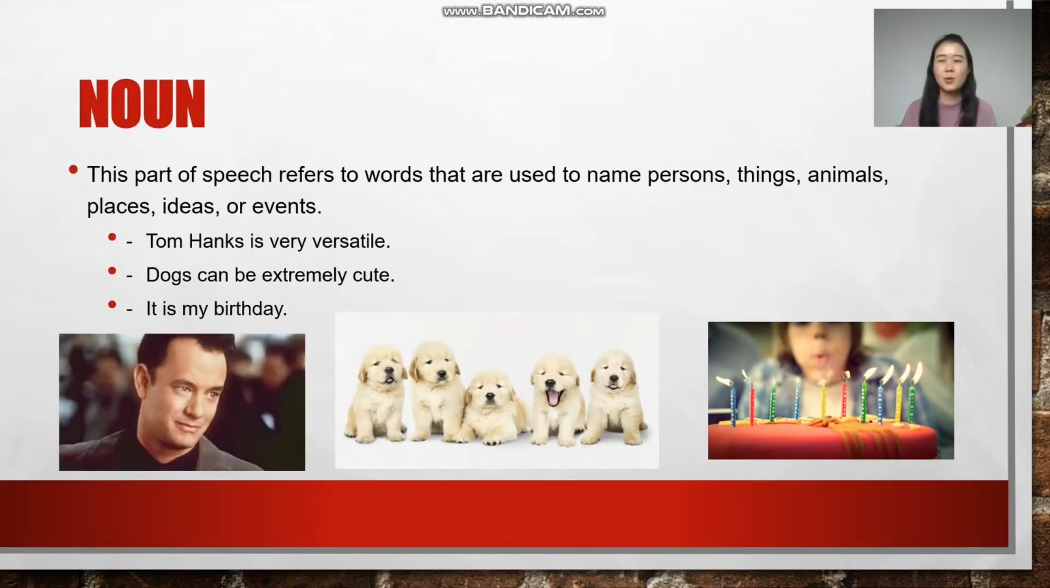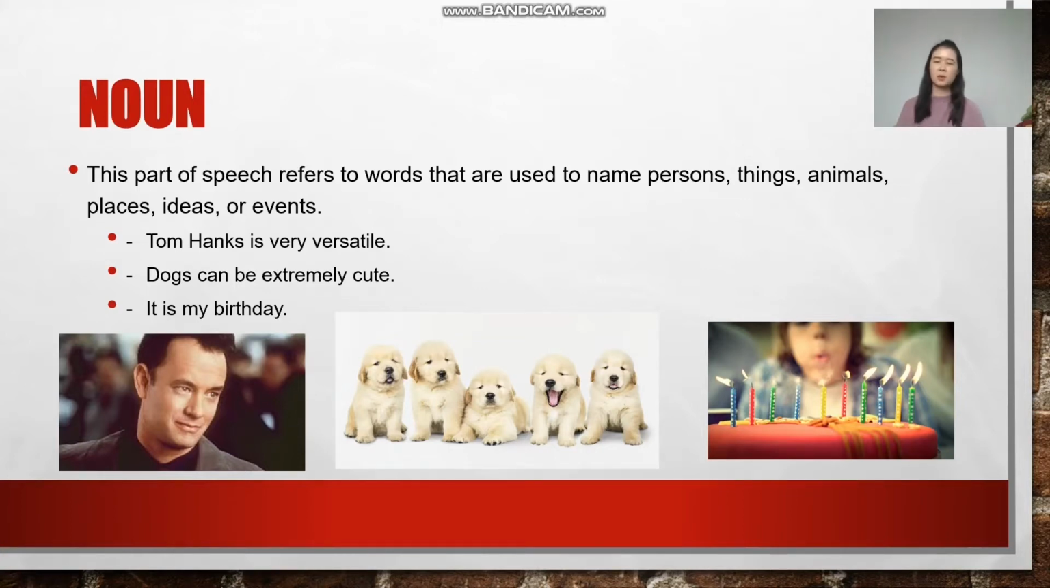Alright, let's start with the simplest part of speech here, that is noun. Noun refers to words that are used to name persons, things, animals, places, ideas, or events. So you can see nouns all around you. Okay, I have 3 examples here. The first one, Tom Hanks is very versatile. The second one, dogs can be extremely cute. And the last one, it's my birthday.